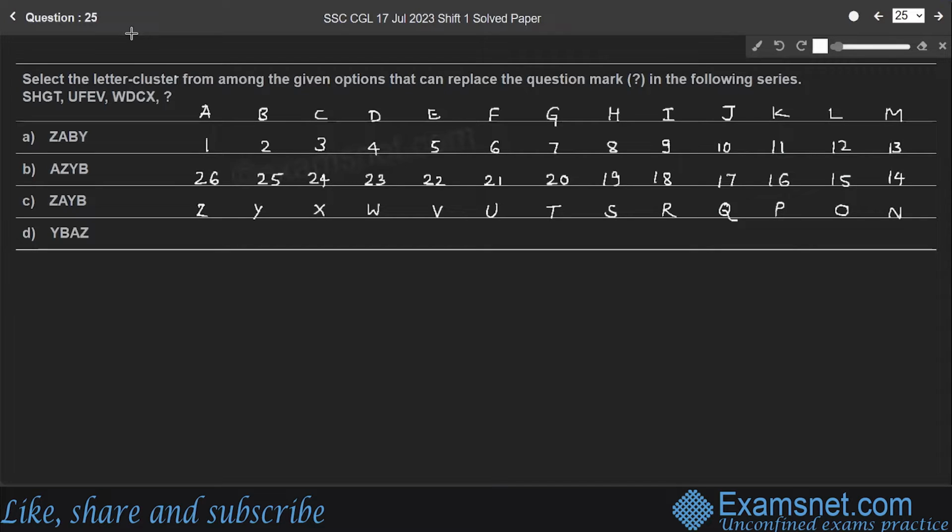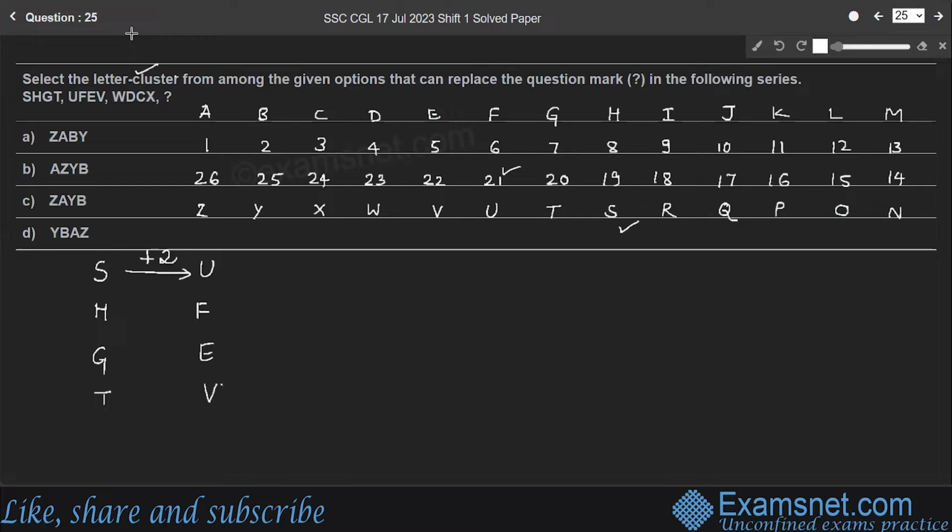Question 25. Select the letter cluster from among the given options that can replace the question mark in the following series. Here the first cluster is SHGT, right? And the second cluster is UFEV, right? Here S is related to U as follows. The positional value of S is 19, and U is 21. So to get the first letter of the second cluster, we need to add 2 to the first letter.